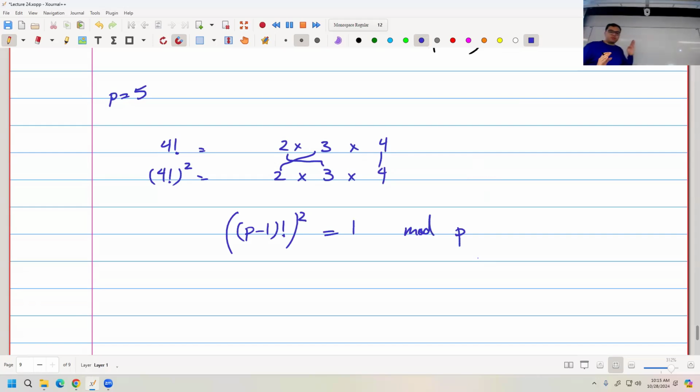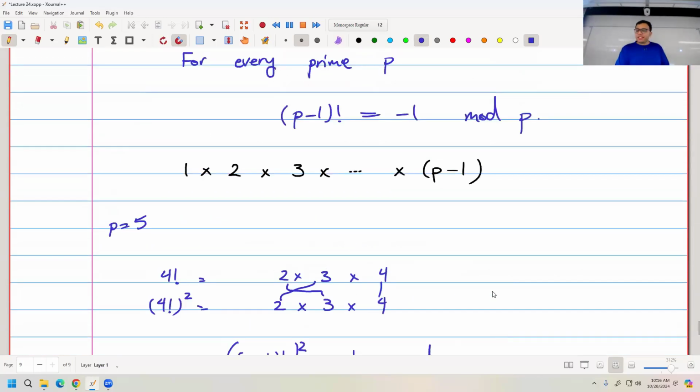I can say this in general because I can say, well, forget about 1. Just look at the numbers from 2 to P minus 1. Each one of these numbers has an inverse. And if I multiply all of them together, I get this. But does this mean that P minus 1 factorial is equal to minus 1? No, because maybe P minus 1 factorial is itself 1. So we kind of got close to proving Wilson's theorem, but not exactly.